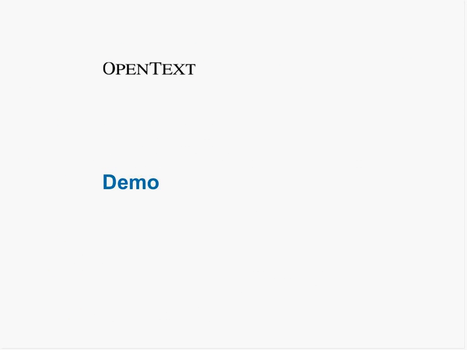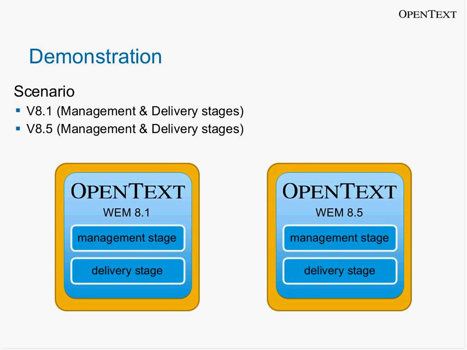I'm going to jump into the demo. First, let me explain what the architecture of the demo is. Basically, we have a scenario where we have an instance of OpenText 8.1 and an instance of OpenText 8.5.